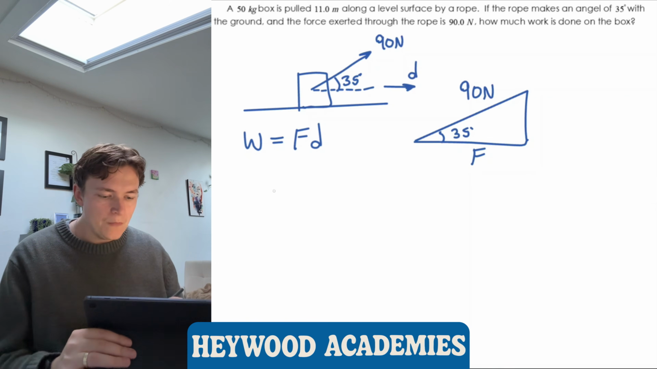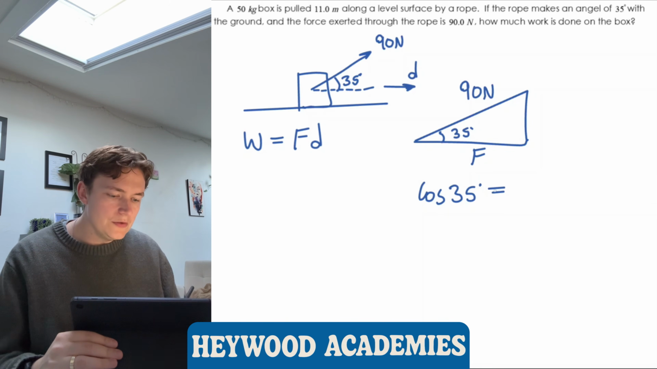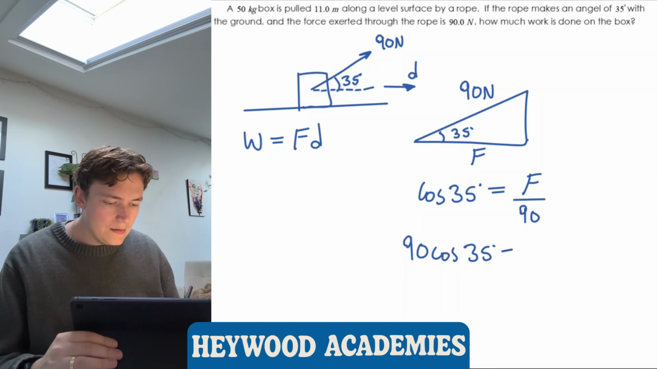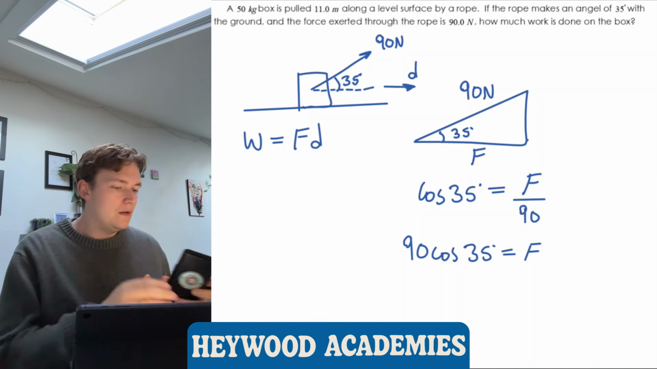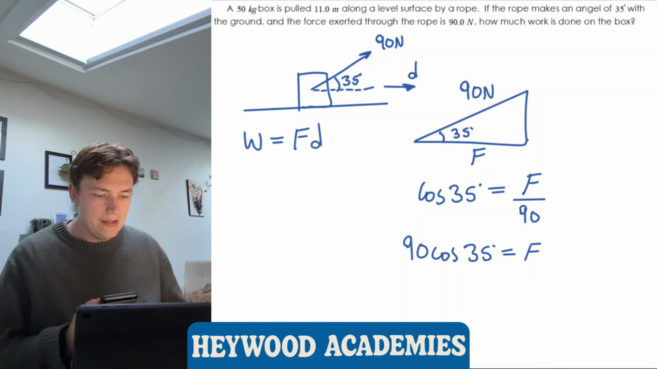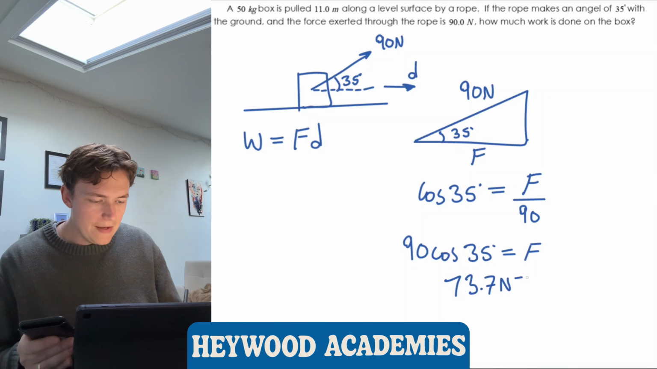And then we've got the angle of 35 degrees. So we can work this out with trigonometry by saying that cos theta, so cos 35, is equal to the adjacent, which is F, the side which is right next to the angle, divided by the hypotenuse of 90. So if we multiply both sides by 90, we'll have 90 cos 35 is equal to that force. So we can plug that into our calculator, making sure our calculator's in degrees mode and not radians. It will give us 73.7 newtons for that force.